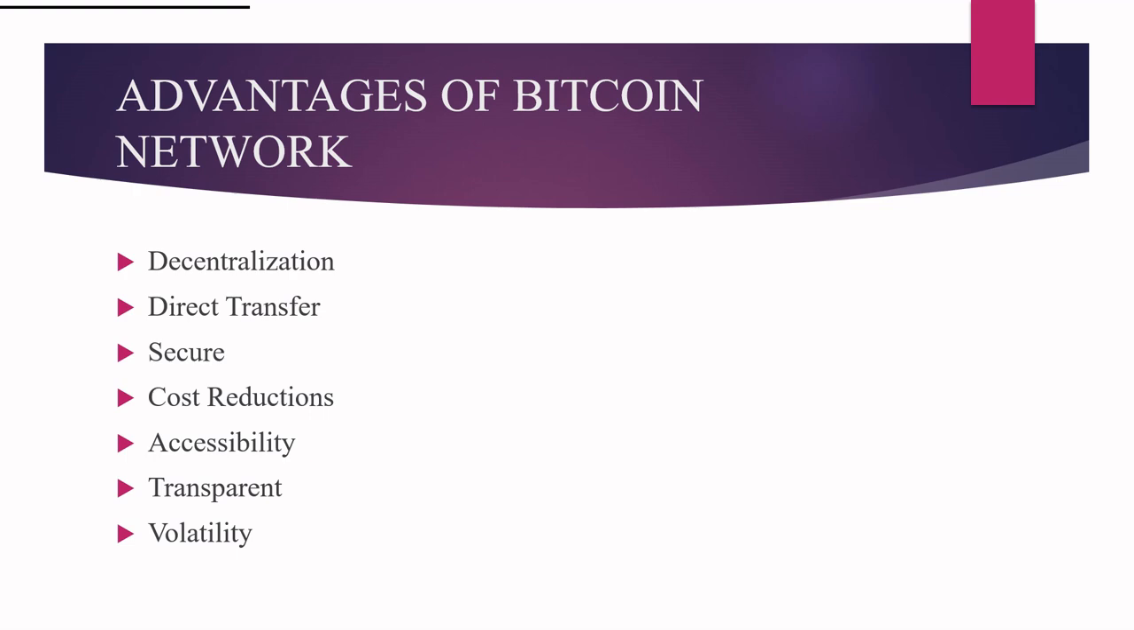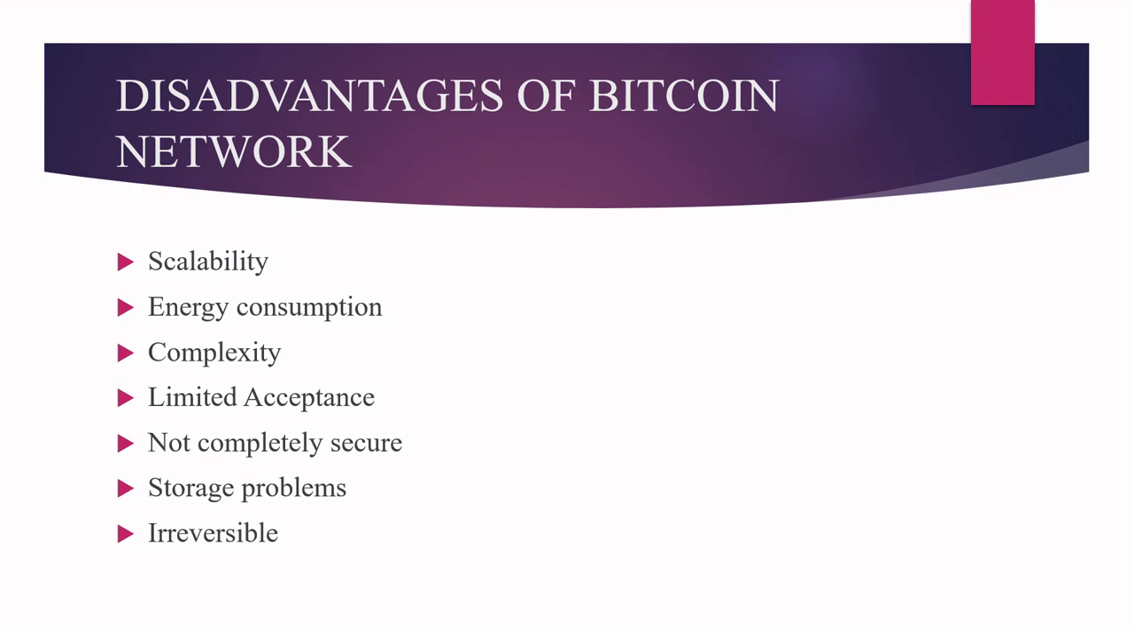Seventh one, volatility. While volatility can be a risk for some investors, it also presents opportunities for traders and investors who can capitalize on price fluctuations. Disadvantages of Bitcoin network. First one, scalability. Bitcoin scalability is limited, which can lead to slow transaction processing times and high fees.